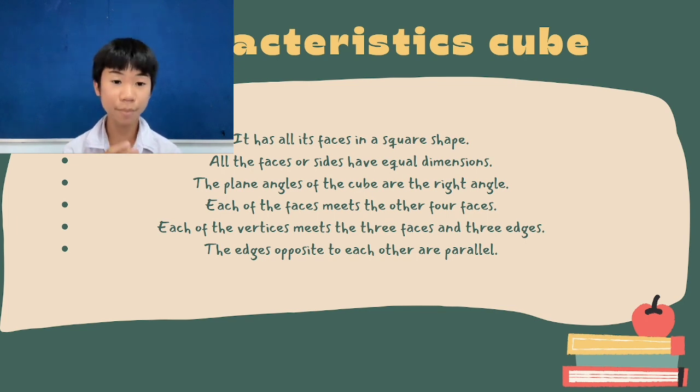Next, each dimension is equal, meaning the angle and the length are the same. The plane angles of the cube are right angles, meaning that each angle is 90 degrees, and each face meets four other faces. Lastly, each vertex meets three faces and three edges, and the edges are opposite to each other.